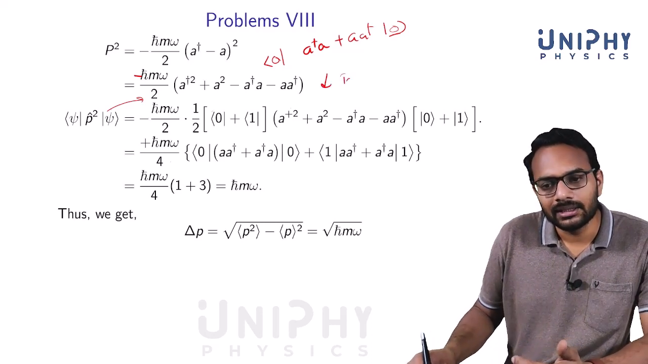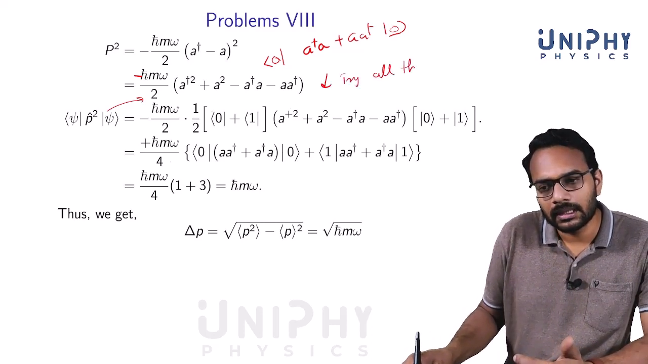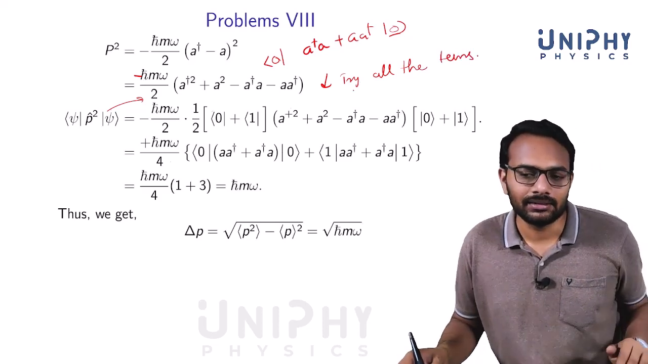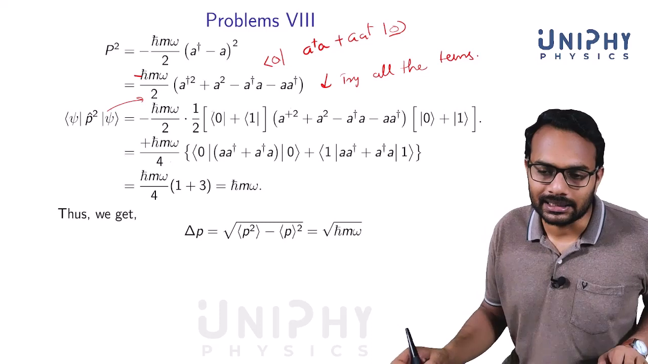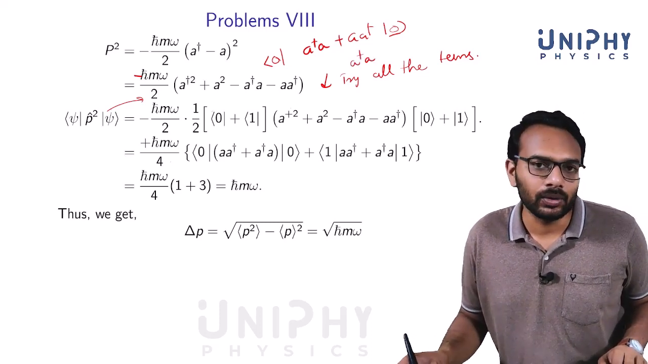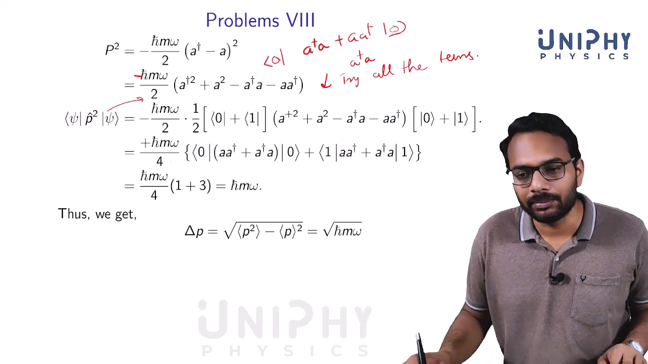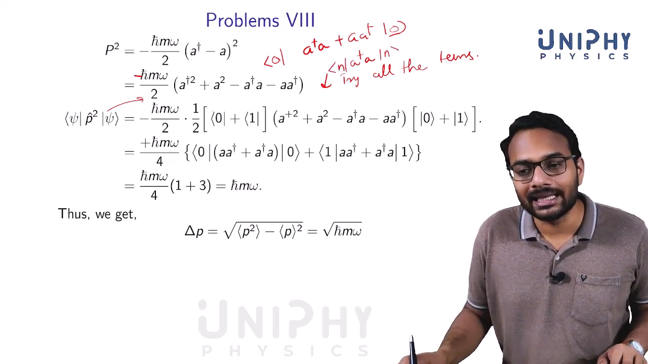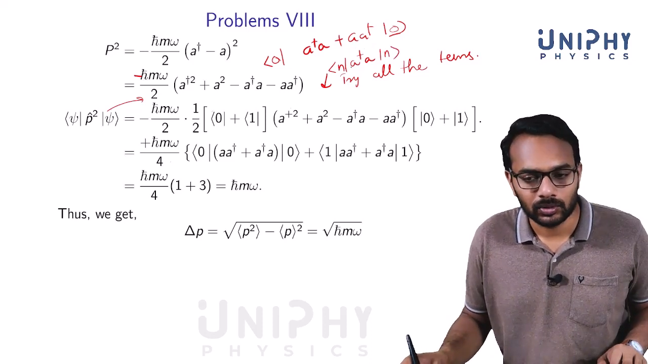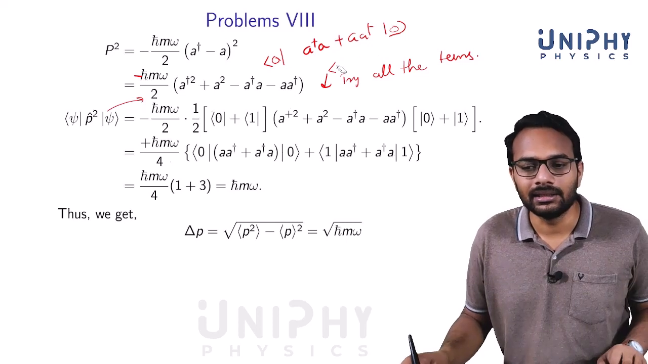Try all the terms just for practice. I want you to try this as an exercise. You will see that when terms like a dagger a appear, the non-zero terms appear only when the states here are exactly the same. Otherwise the answer is 0.